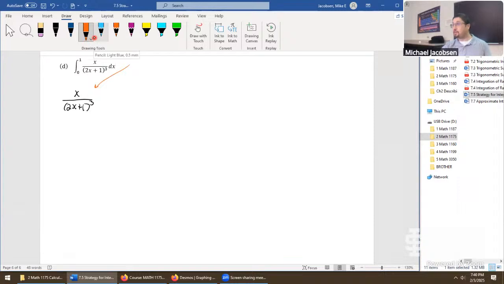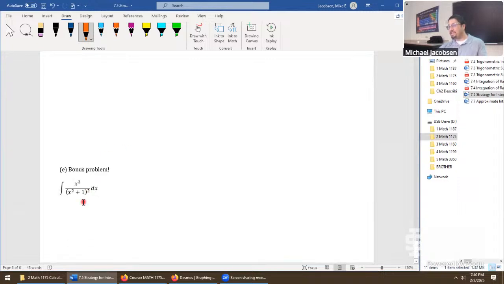In the partial fraction theorem, this is case... Anyone spot what case this would be? It would be case 2, absolutely. Cases 3 and 4 are ruled out because 2x plus 1 is not an irreducible.